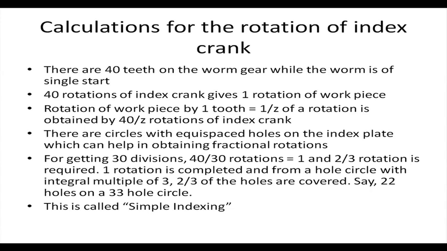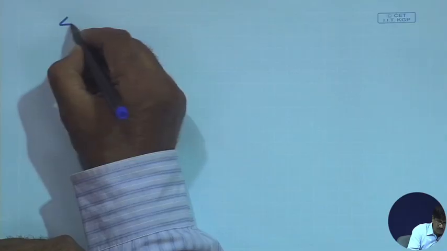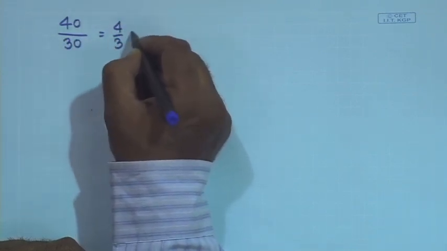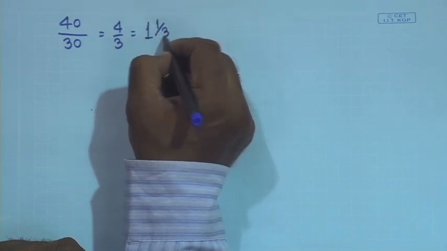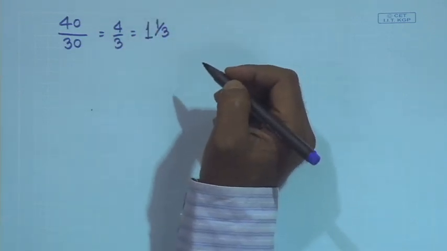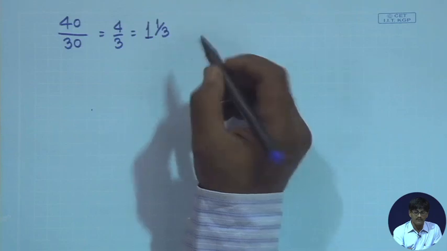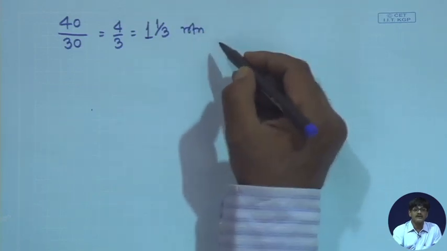Okay. For getting 30 divisions, 40 by 30, 40 by z, remember 40 by z is the magic number. So, if you are cutting 30 teeth, 40 by 30 rotations, which is equal to 1 2/3, and wait a minute, it is 1 1/3, isn't it? 40 by 30 is equal to 4 by 3, it is equal to 1 1/3. Kindly excuse me for this mistake, I will put it right when I finally put up this particular lecture in PDF form. 1 1/3 of a rotation, which can be obtained.